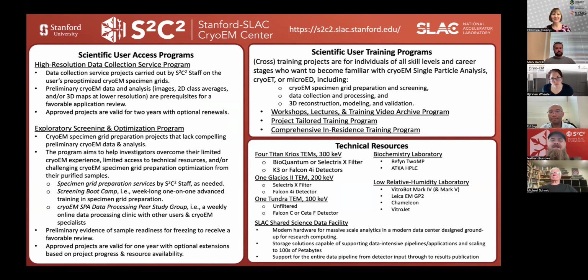We're keeping busy at S2C2 as well this summer. We just have finished accepting applications for a sample prep workshop this summer. We're planning a data processing workshop. We have our two main scientific access programs for high-res data collection and a screening grid optimization program, as well as our training program as well, with application deadlines at the first of every month. And that's pretty much what we have going on here. We're also blessed with the suite of equipment that most of the national centers have here.